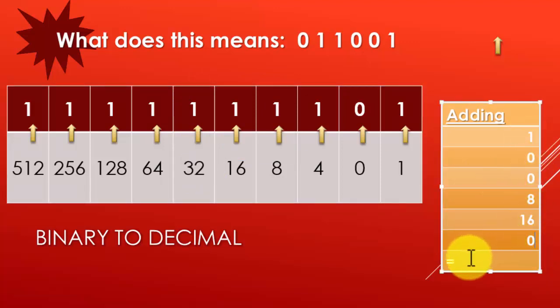I'm adding all these up: 16 plus 8 equals 24, plus 1 equals 25. Of course it's in decimal. This is how we understand binary to decimal conversion, how we treat binary numbers.